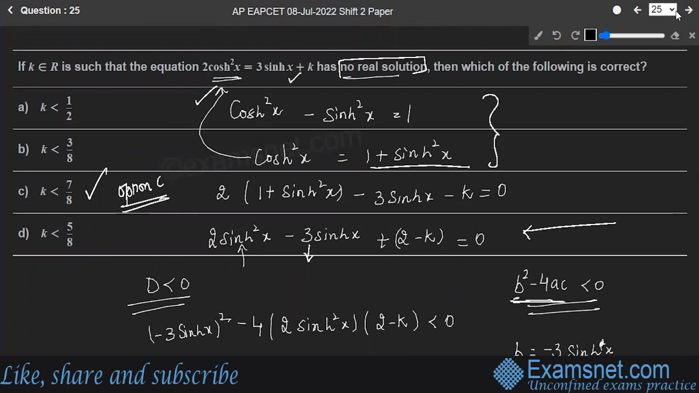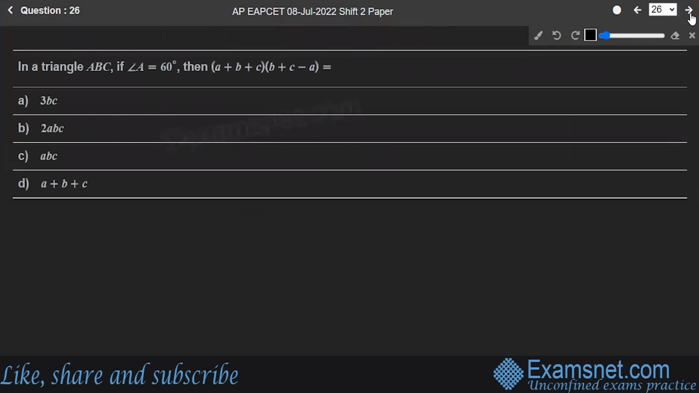Right? Clear? Next is question number 26. It says in a triangle ABC, if angle A is equal to 60 degrees, then find A plus B plus C multiplied by B plus C minus A. So very first thing, you know A plus B plus C is 180. If A is 60, that simply means B plus C is 120. B plus C is equal to 120 degrees, right? One more thing, by the sine rule, what do you have?